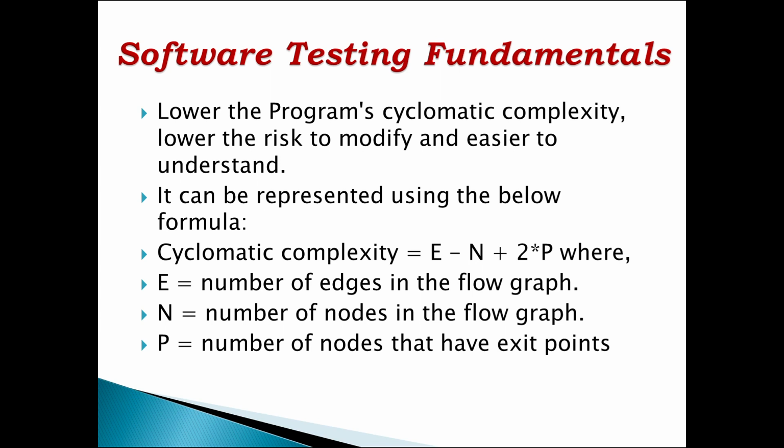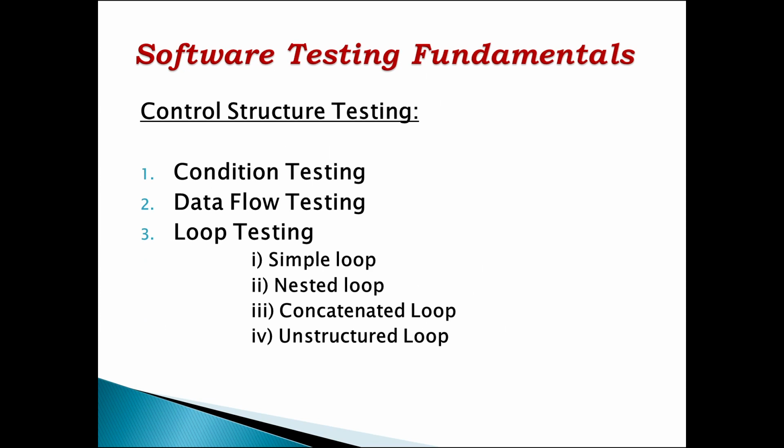So the cyclomatic complexity can be measured by using the formula E minus N plus 2P, where E means the number of edges in the flow graph, N means the number of nodes in the flow graph, and P means the number of nodes that have exit points. Control structures testing.